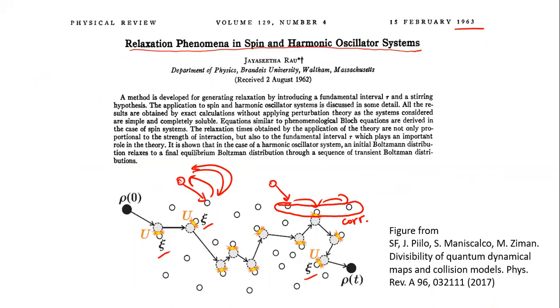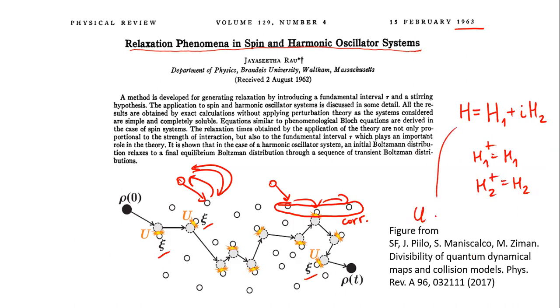And concerning your second question about trace decreasing maps originating from non-Hermitian Hamiltonians, you're absolutely right. If I write H as a Hermitian part H1 plus iH2, where H2 is also Hermitian, then I can consider the evolution induced by that Hamiltonian. And we will see that it results in trace decreasing dynamics if H2 satisfies some property. I don't remember exactly, either it should be positive semi-definite or negative semi-definite.